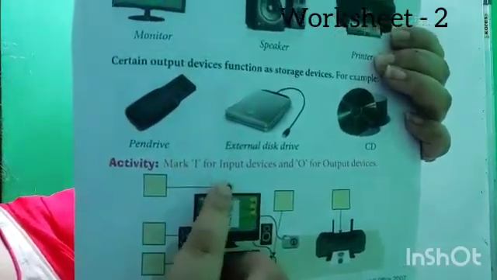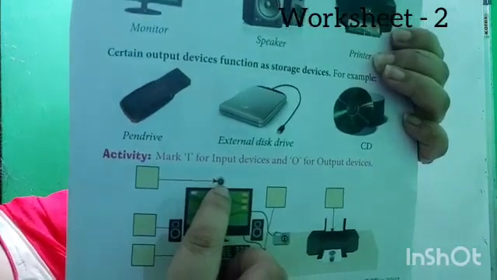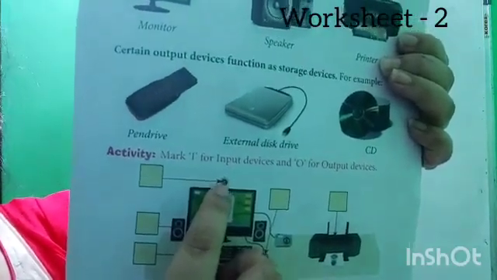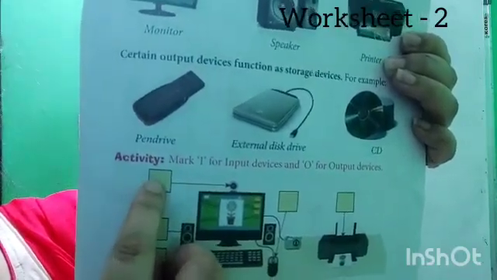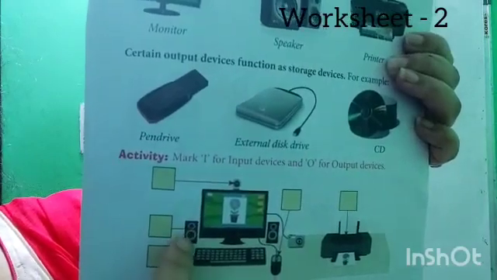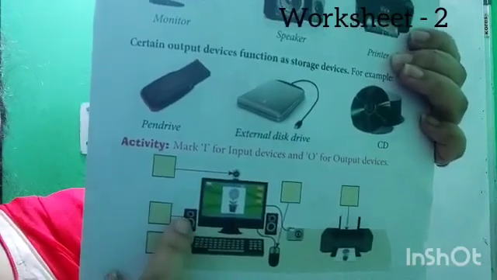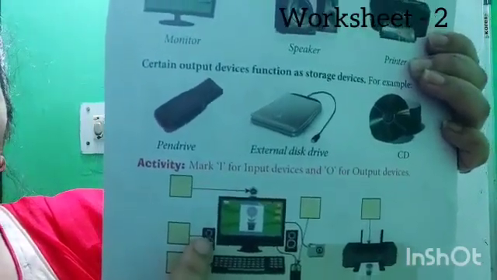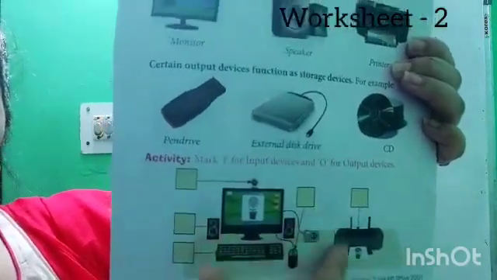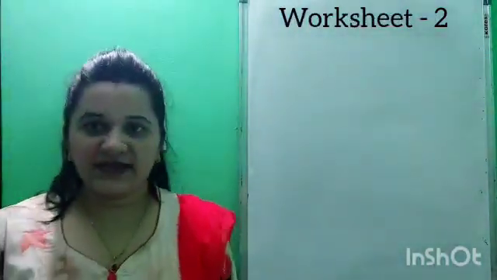Okay, now you have to find out that this is a web camera, children. You have to find out whether it is an input device or output device. If it is an input device, write down I. If it is an output device, write down O in the box. The same way, this is the speaker. You have to find out which kind of device it is, input or output. If it is input, write down I. If it is output, write down O. This is the way you have to complete this activity.